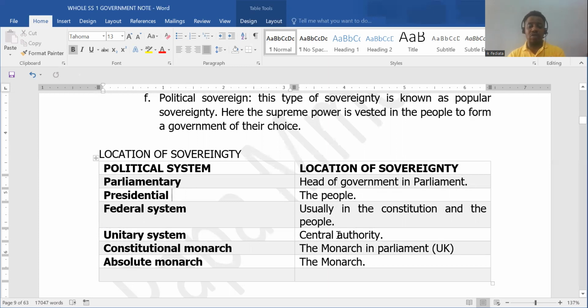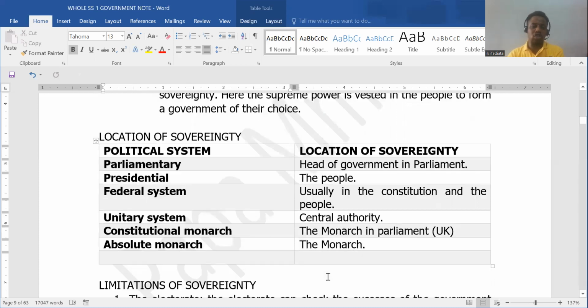In a unitary government, sovereignty is located in the central authority. In a constitutional monarch, sovereignty is located in the head of government, right? And in an absolute monarch, sovereignty is located in that absolute monarch because he has absolute power. He accounts to no one. He is the judiciary, the legislator, and the executive. So this is where I'm going to rest.